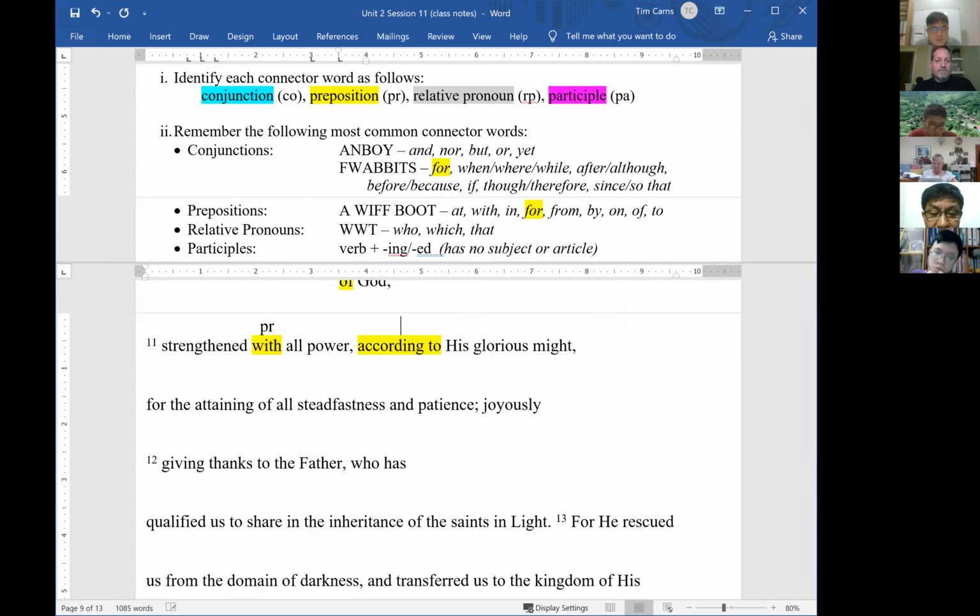It's not on our list of the most common, but it is a preposition. For is also a preposition. Yes, good. Of is another preposition. Good. And is a conjunction, a coordinating conjunction. Good. Any others?